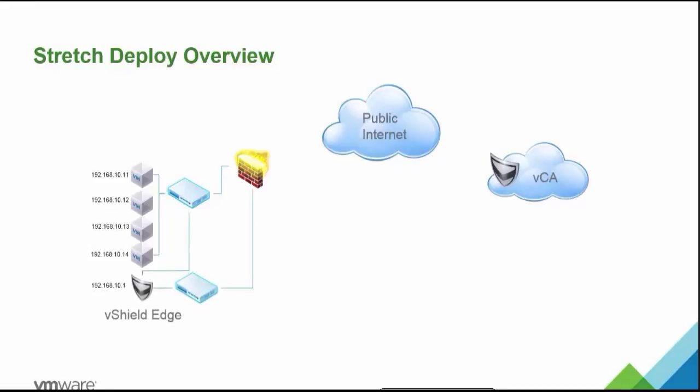We've also got the vShield Edge deployed, and you can see he's got an interface on the internal production network as well as an external network that can get out to the internet, and we have our VCC nodes in place.